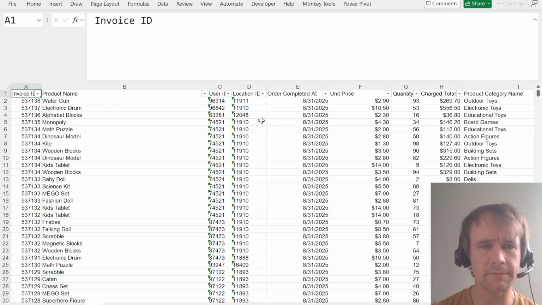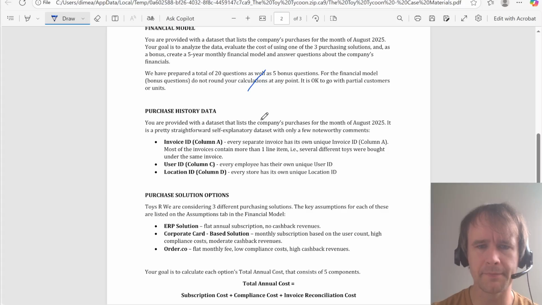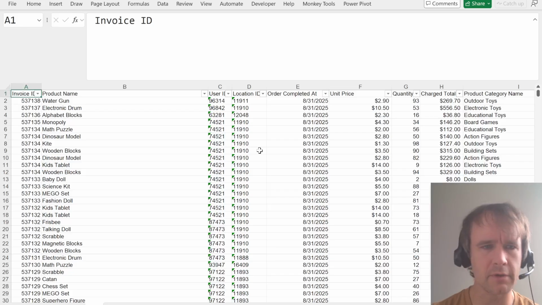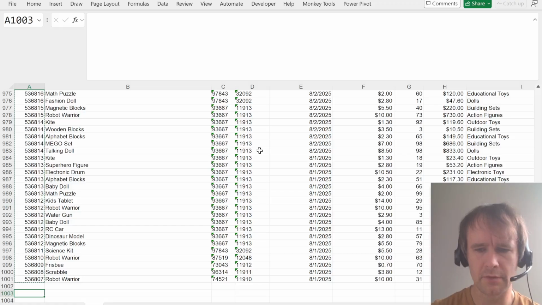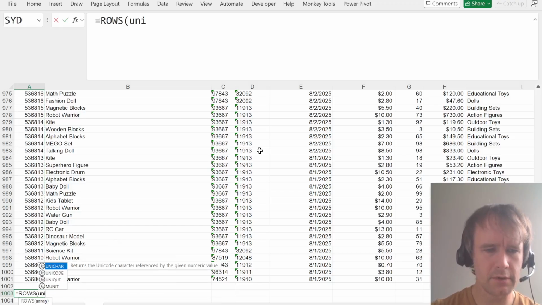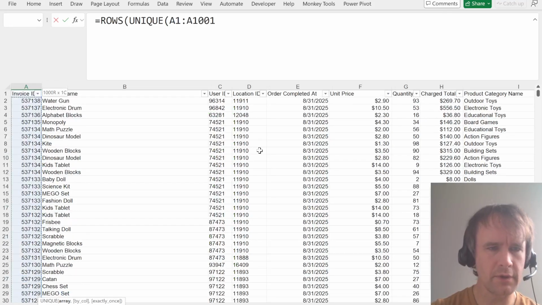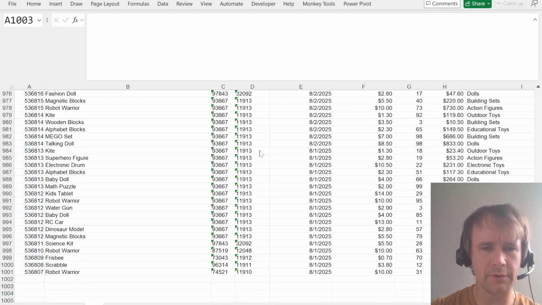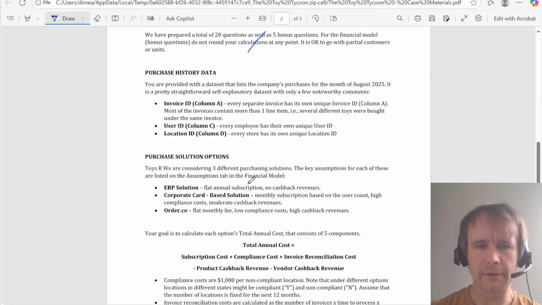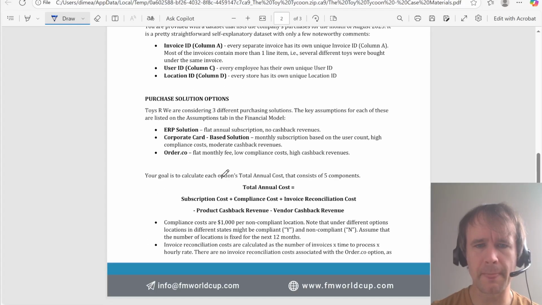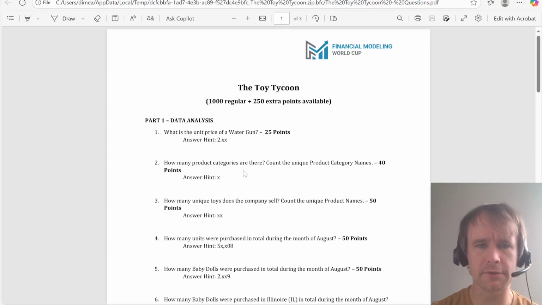Data, happy days. Okay. Invoice. Every separate invoice has its own unique ID. Most of the invoices contain more than one line item. Fine. Okay, so we've got 1,000 invoices. Rows unique of that. 332. Okay, happy days. User ID. Every employee has their own unique user ID. Fine. Location ID. Okay. Purchase solution options. Okay. This feels like I should probably just answer some questions.